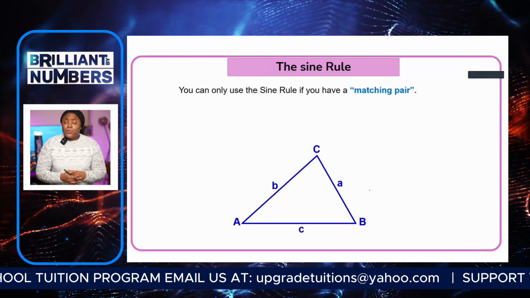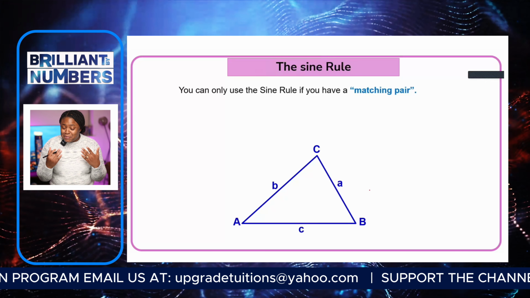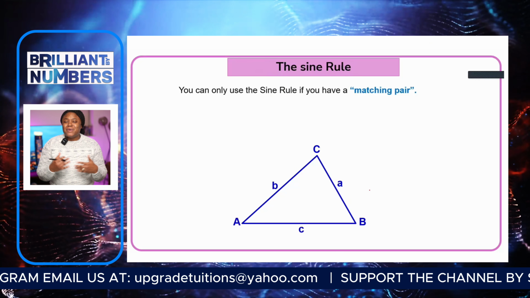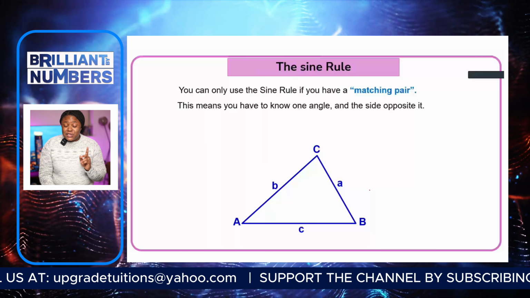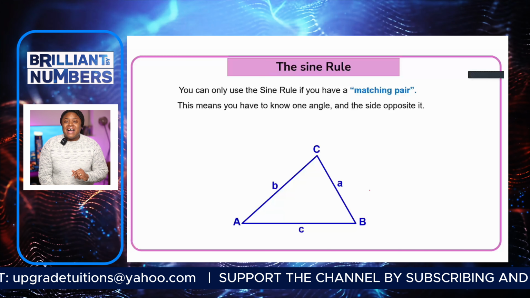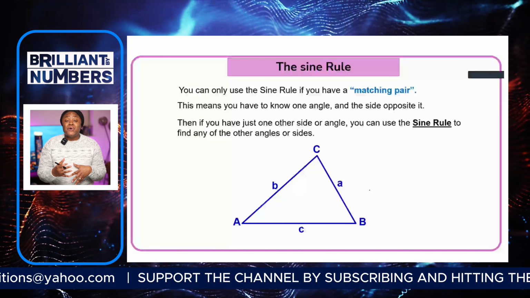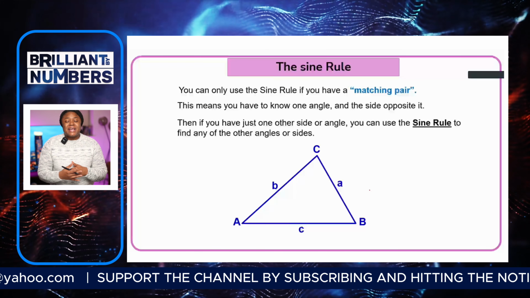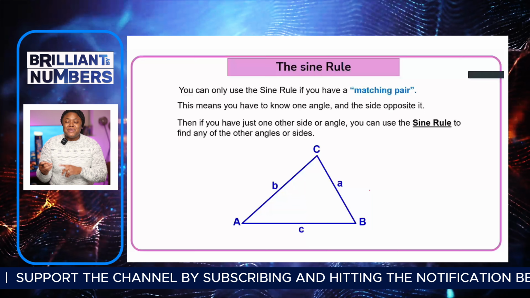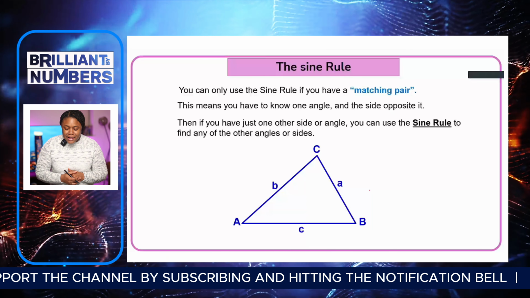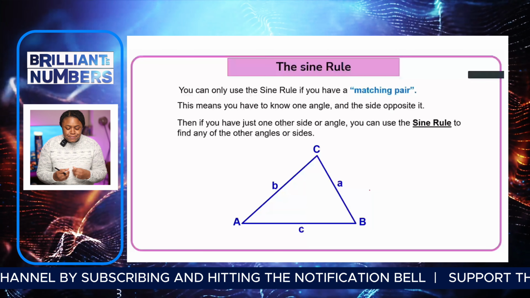So we can only use the sine rule if we have a matching pair. We're going to look at what we mean when we talk about a matching pair. This means you have to know an angle and the side that's opposite to that angle. Then if you know another angle, then you can find a missing side. Or if you know a missing side, you can find the corresponding angle. But key point, we must have a matching pair.